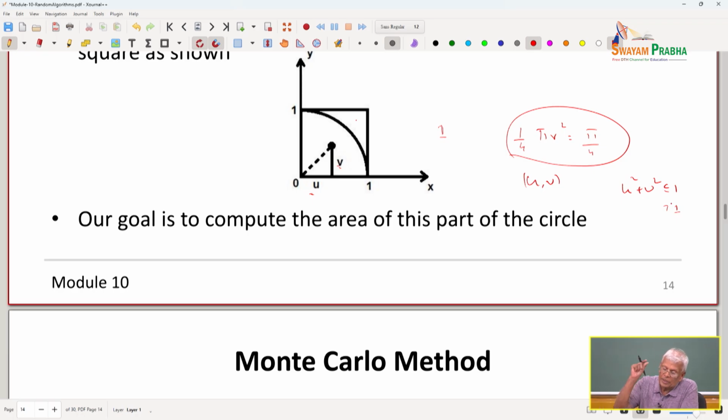So you keep throwing numbers. It's like throwing dots. If you throw a dot, either it falls inside or outside. If you throw a large number of dots, the fraction of the number of dots that fall inside to the total number of dots thrown gives you an estimate of the area under the quadrant. That's the basic idea.